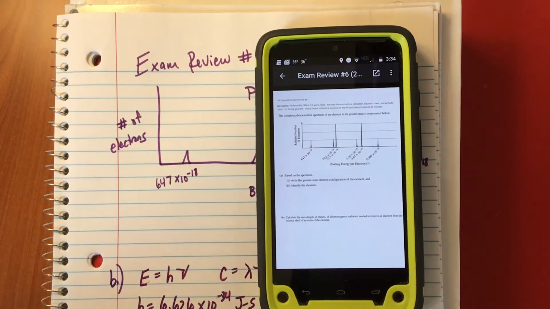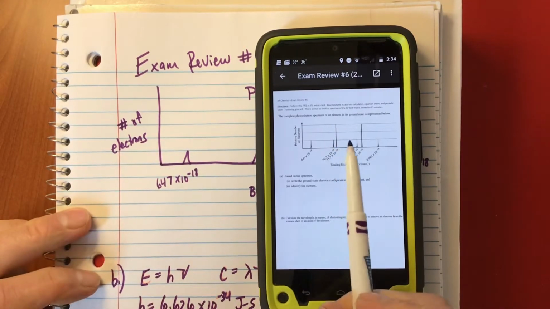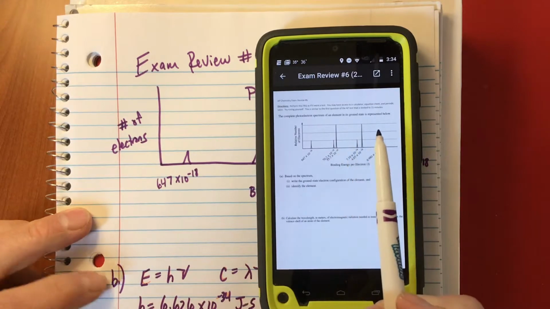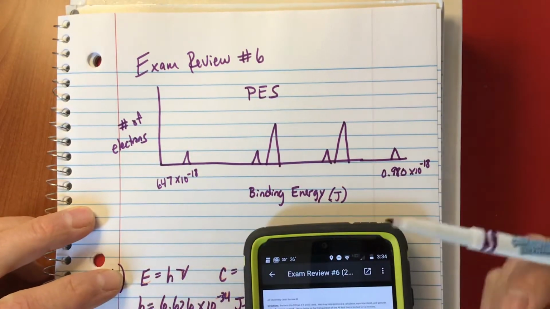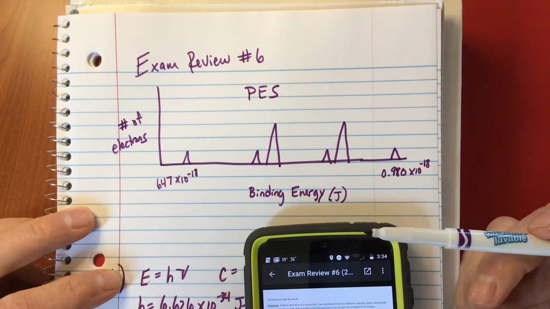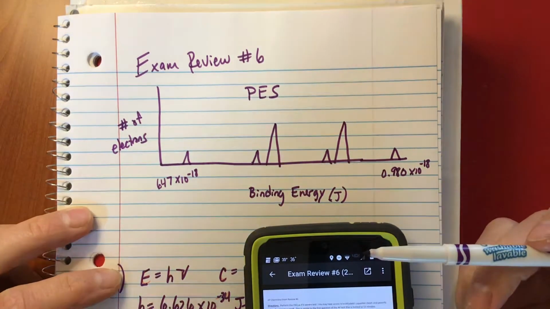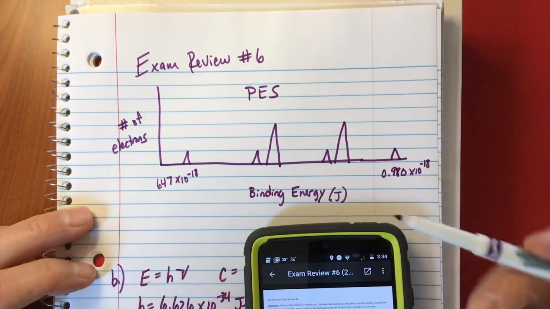This is my thinking for the AP Chem exam review number 6. So they're giving us a photoelectron spectrum of an element in its ground state, and I kind of recreated it here. They're asking for the ground state electron configuration of the element and the identity of the element for part A.